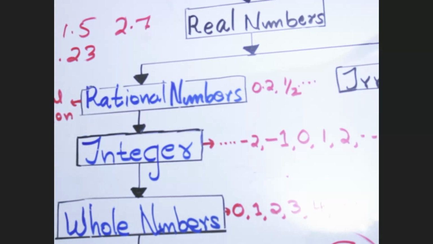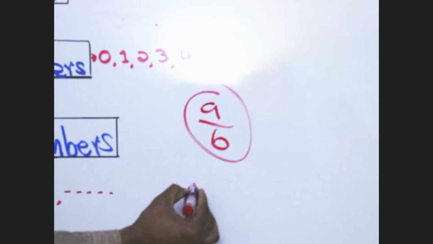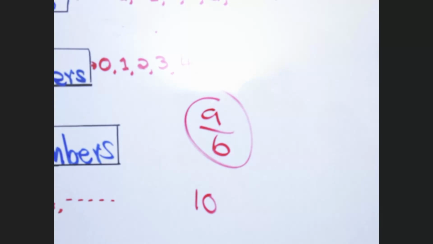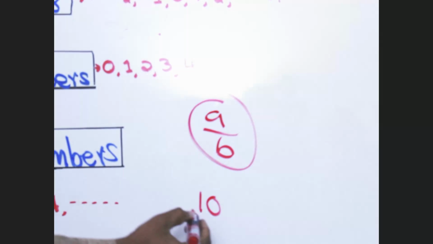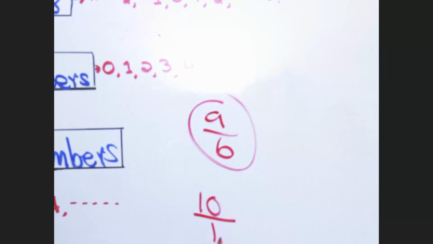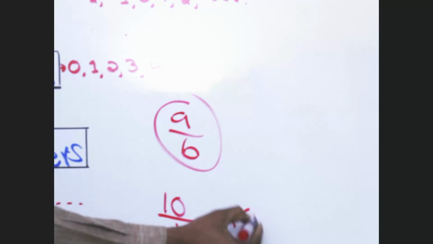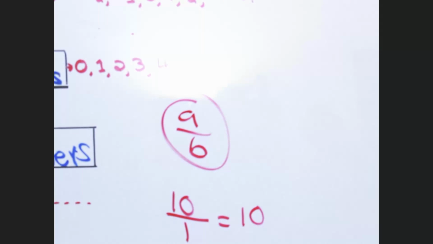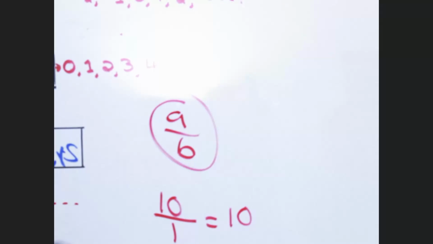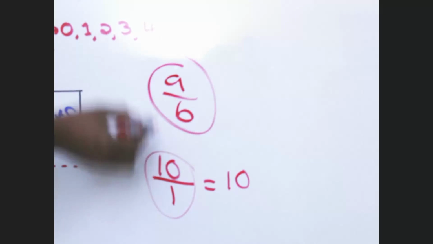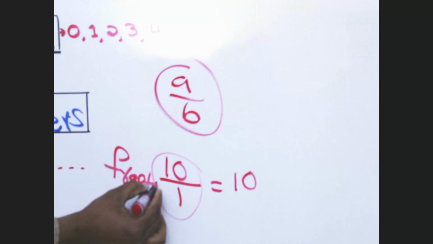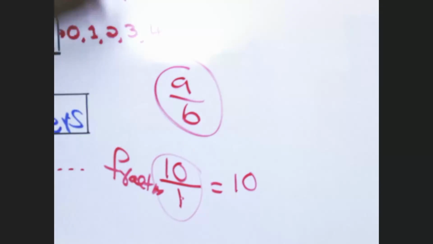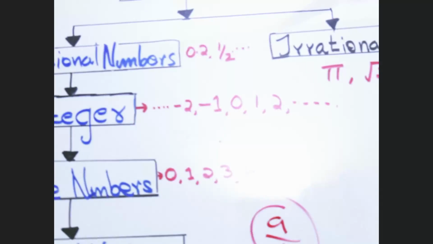So naturally one question comes up. For example, is 10 a rational number or not? Yes, 10 is a rational number. Why? Because 10 we can write as 10 by 1. This is equal to 10. So 10 by 1 is equal to 10, and it is expressed in terms of a fraction. So this is also included in rational numbers.